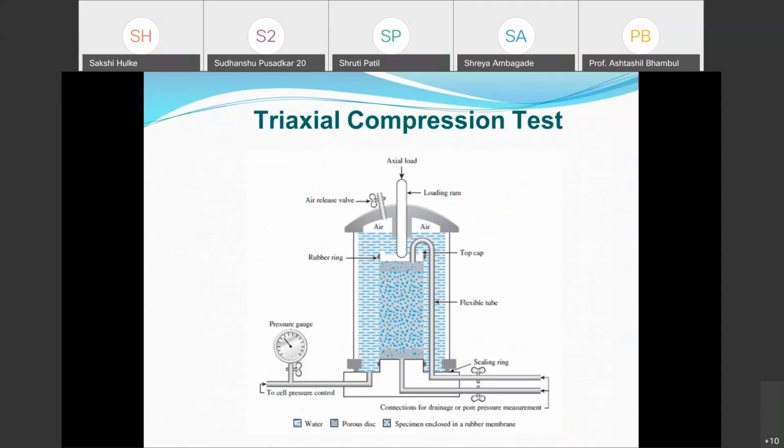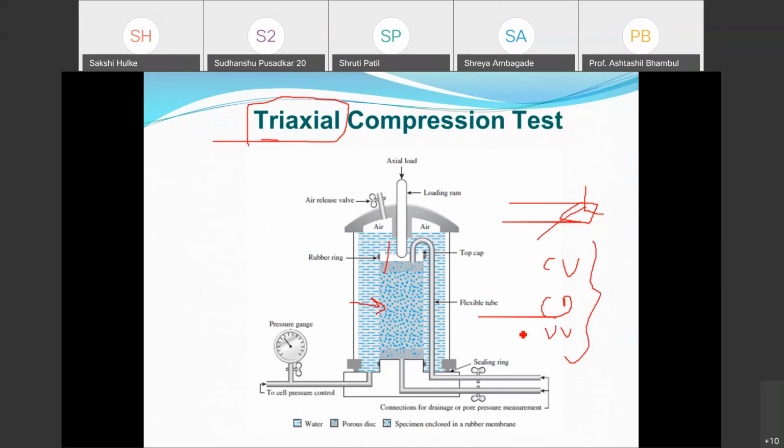Now the third and important test that we use is the triaxial compression test. The name itself indicates that the stress is applied in three axes. Suppose I take a cube, with axes x, y, and z. In all three directions, the stresses are applied. Hence, it is called a triaxial compression test. By this test I can conduct CU test, CD test, and UU test. All types of tests can be conducted.